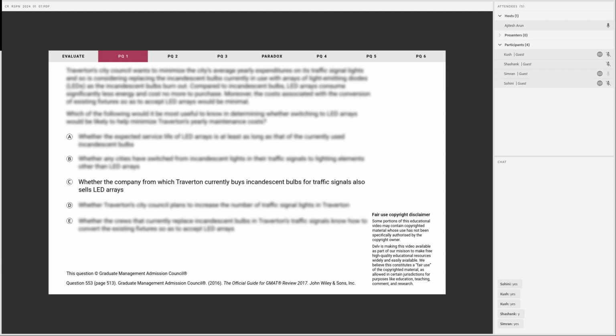Now, let's come to that second option that I want you guys on. Option D, whether Traverton City Council plans to increase the number of traffic signal lights in Traverton. Think about it, let me know. Why is this one not going to be helpful when it comes to evaluating their desired outcome?